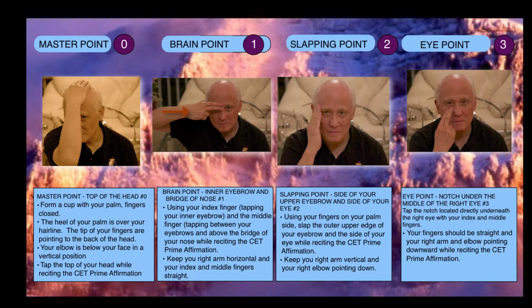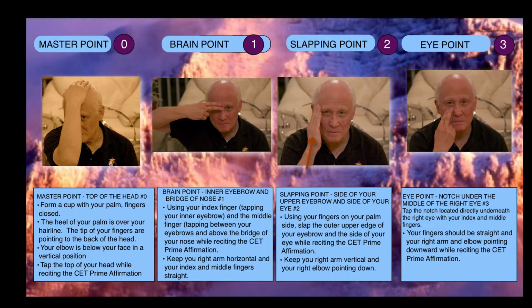Point 1, the brain point, inner eyebrow and bridge of the nose. Use your index finger tapping your inner eyebrow and the middle finger tapping between your eyebrows and above the bridge of your nose while reciting the CET Prime affirmation. Keep your right arm horizontal and your index and middle fingers straight.